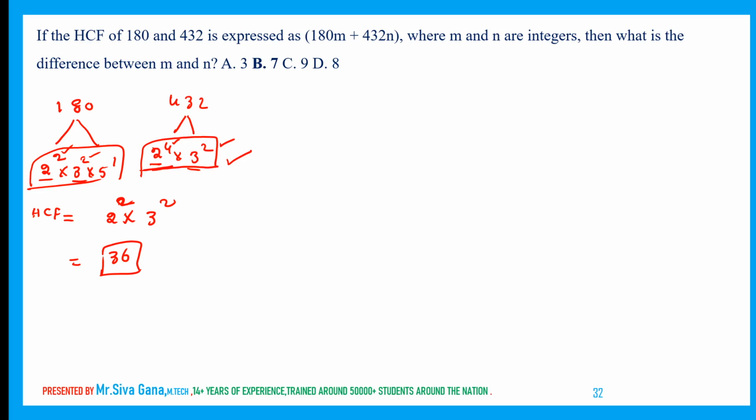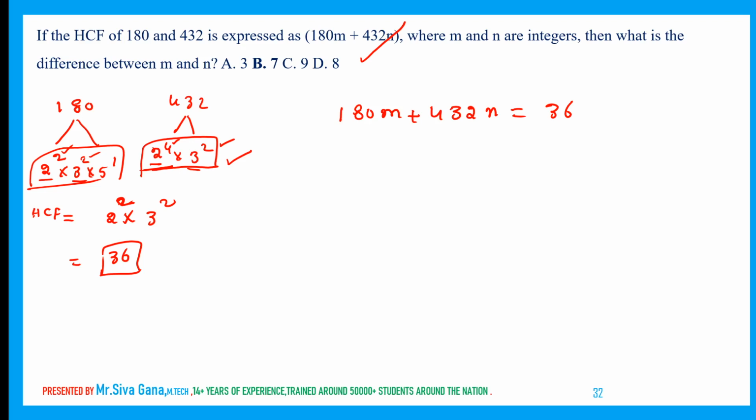The calculation of HCF using prime factorization, I explained at length in my video course. My dear viewers, very important topic, LCM HCF. Here HCF of 180 and 432 we got is 36. Okay, and this 36 is expressed like this. That's what he is telling, 36. So 180m plus 432n is the HCF, but we got the HCF as 36.